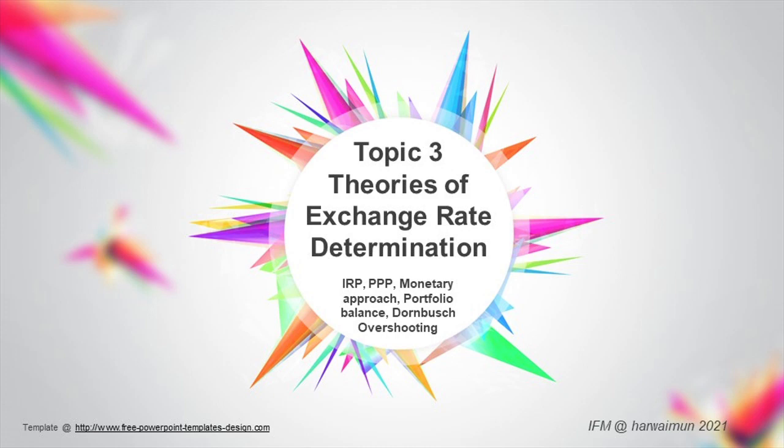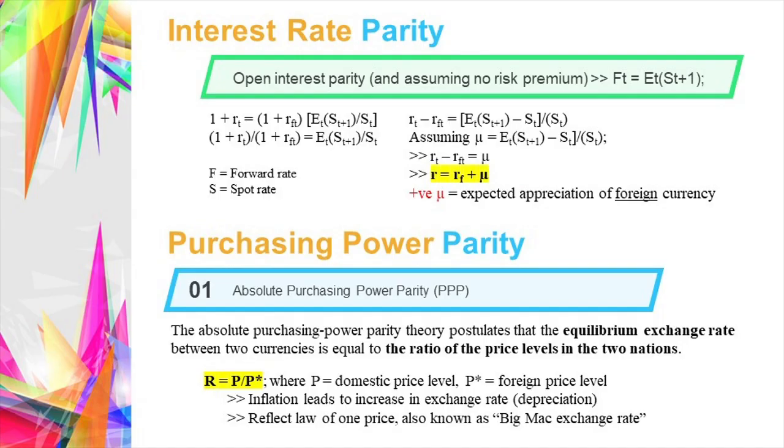Topic 3. Theories of exchange rate determination. Interest rate parity. In open interest parity and assuming no risk premium, F over S equals (1 + R) over (1 + R foreign). The simplified version will be R equals R foreign plus micros, where F is the forward rate, S is the spot rate, and positive micros is the expected appreciation of foreign currency.